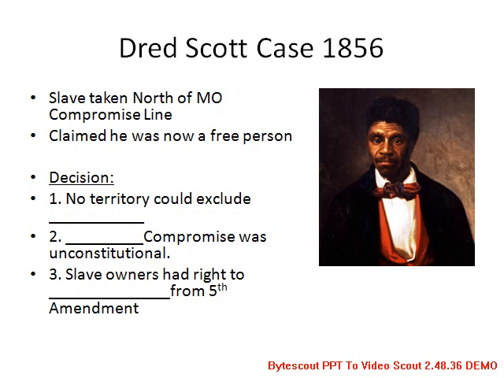Finally, we have the Dred Scott case, and this is really the last big event in terms of the slavery issue and laws that we'll look at till we get to the outbreak of the Civil War. And we should also be familiar with this since it started in St. Louis, but what happened was Dred Scott was a slave, and he was taken north of the Missouri Compromise line. He was taken into free territory for a number of years, and he decided he was going to, because of this, sue for his freedom.